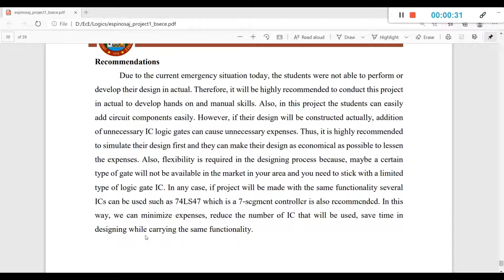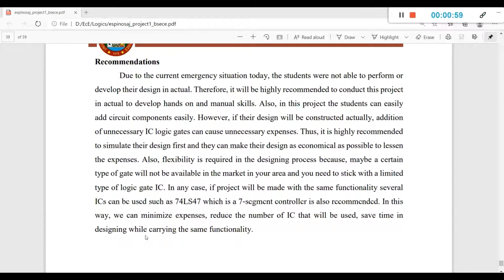Thus, it is highly recommended to simulate their design first, and they can make their design as economical as possible to lessen the expenses. Also, flexibility is required in the designing process because maybe a certain type of gate will not be available in the market in the area, and you need to stick with a limited type of logic gate integrated circuits.